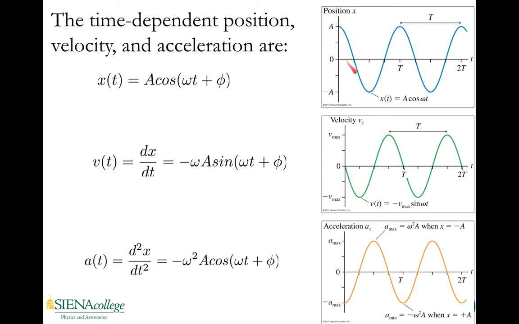So if we start out with a cosine curve as our position versus time, our velocity looks like a negative sine curve, but it's got a slightly different amplitude, right? Instead of just A, it's omega A. So that gives us an amplitude of velocity, right? Because A is meters, omega is per second, so we get meters per second. So this tells us our maximum velocity is omega A.